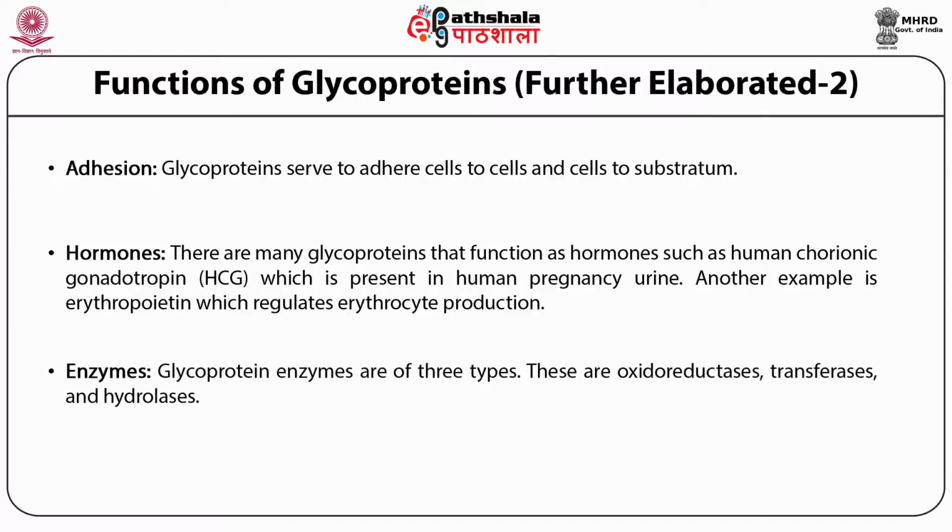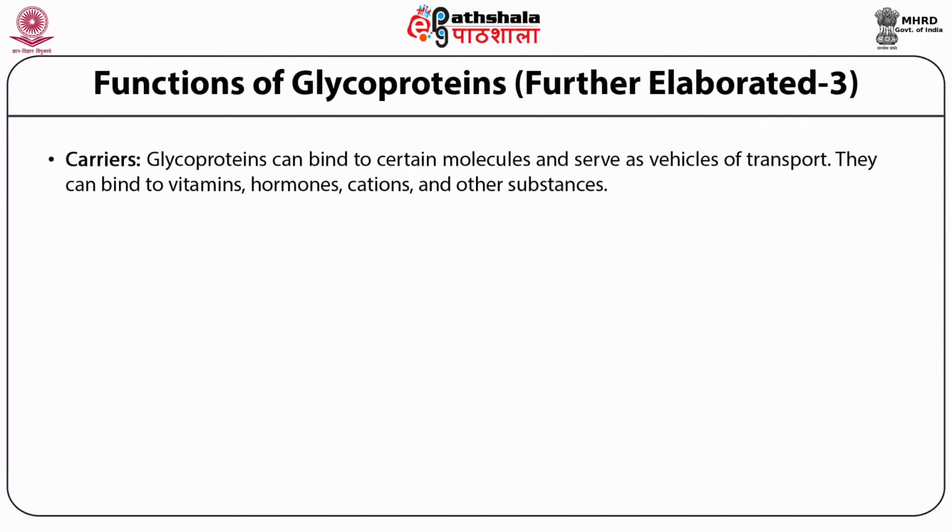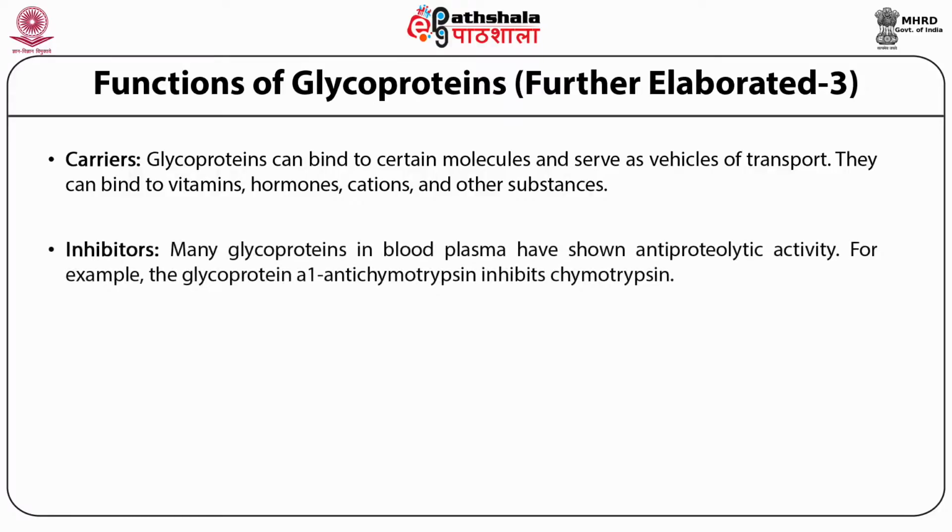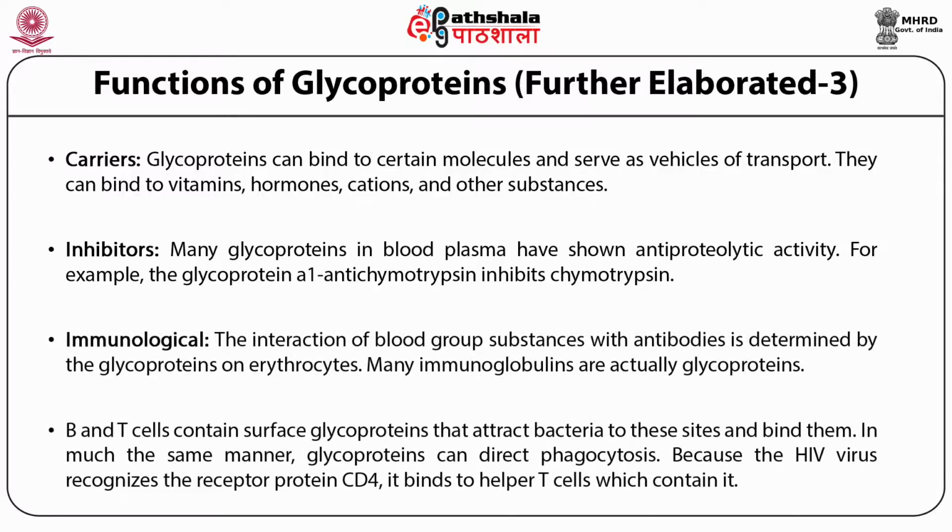Enzymes: glycoprotein enzymes are of three types. These are oxidoreductases, transferases, and hydrolases. Carriers: glycoproteins can bind to certain molecules and serve as vehicles of transport. They can bind to vitamins, hormones, cations, and other substances. Inhibitors: many glycoproteins in blood plasma have shown antiproliferative activities. Immunological: the interaction of blood group substances with antibodies is determined by the glycoprotein on erythrocytes.